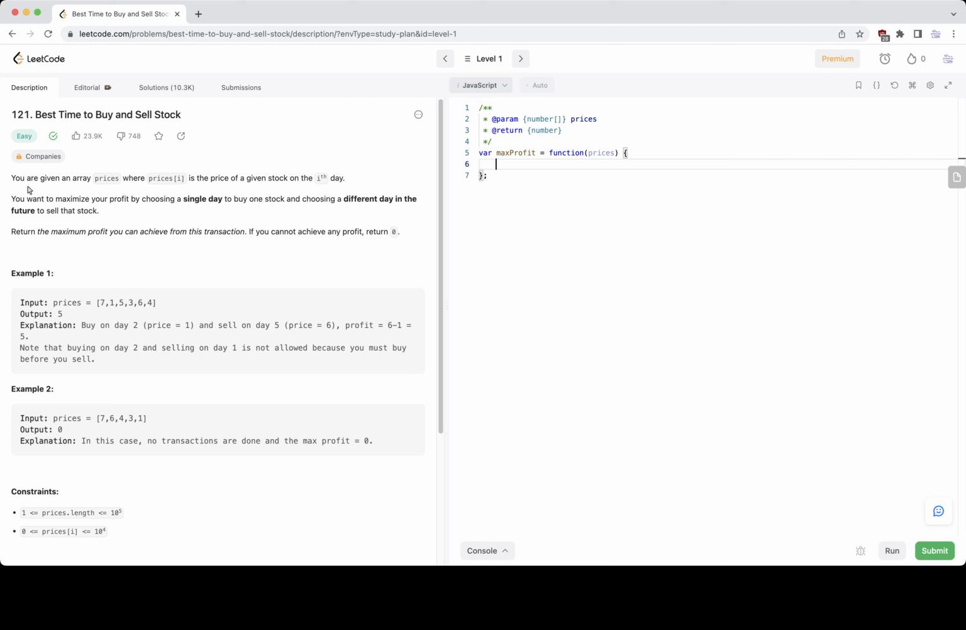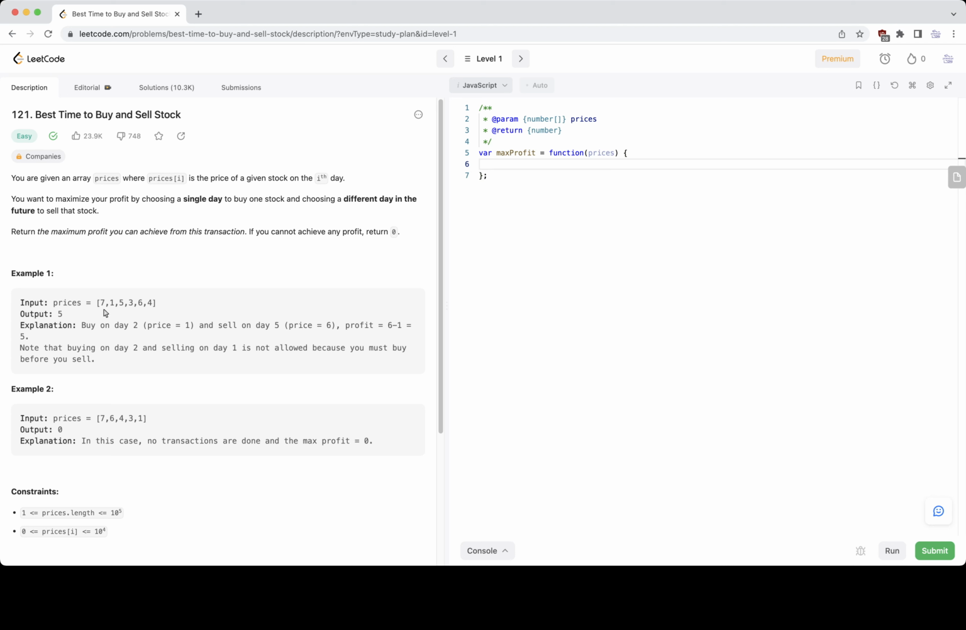Let's get to it. You are given an array prices where prices[i] is the price of a given stock on the ith day. You want to maximize your profit by choosing a single day to buy one stock and choosing a different day in the future to sell that stock. Return the maximum profit you can achieve from this transaction. If you cannot achieve any profit, then return 0.